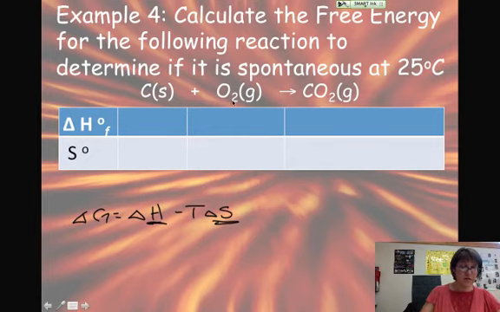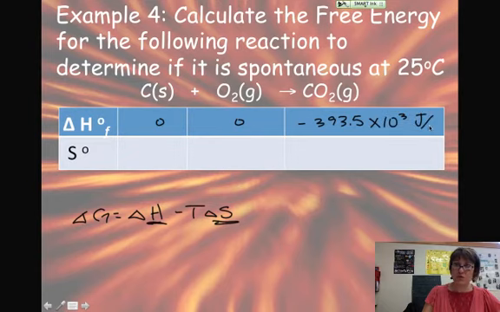Remember, the heat of formation for any element is 0, so that makes this part easy. And then carbon dioxide is a gas, so be careful to get the right phase. It's negative 393.5, and this is in kilojoules per mole for delta H. So I'm just going to switch that so that I'm working only in joules. When we start bringing in the gas law constant, you're going to want to have all your values in joules.